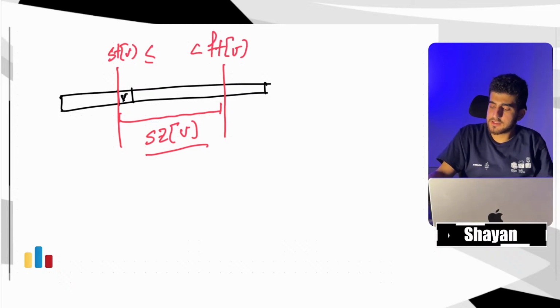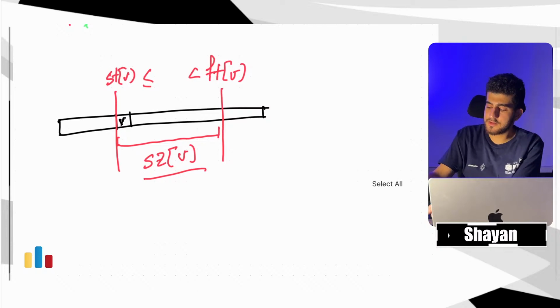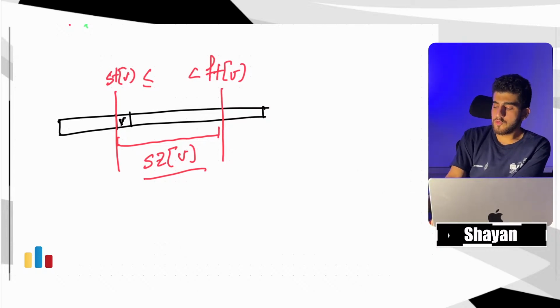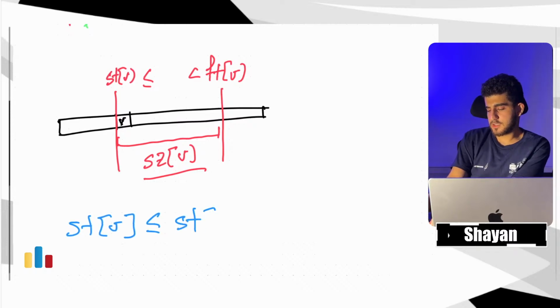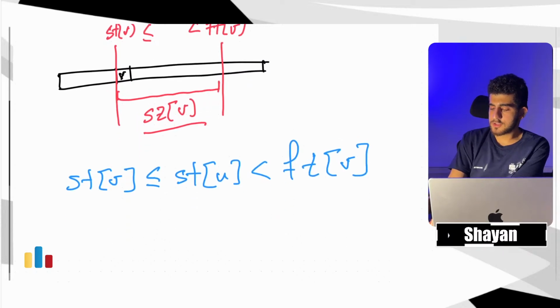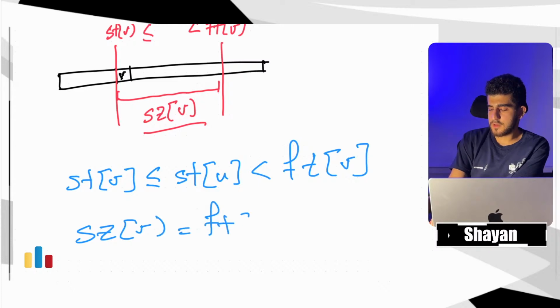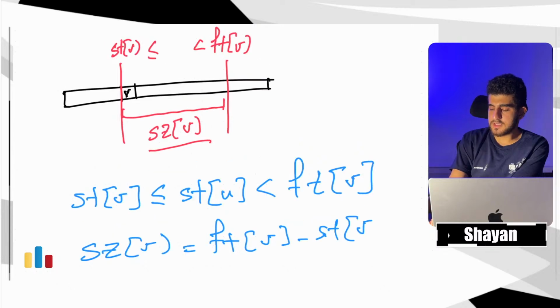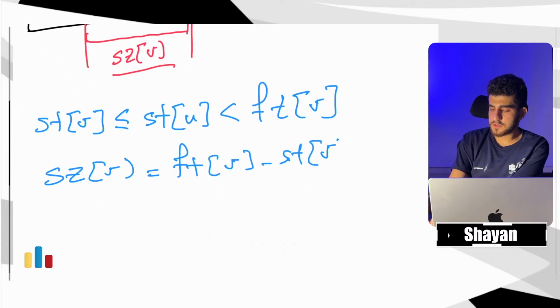And let me tell you that using a starting time and finishing time, u is in the subtree of v if and only if starting time of u is between starting time of v and finishing time of v, inclusive, exclusive. And also size of v is always equal to finishing time of v minus starting time of v, with this definition of a starting time and finishing time.